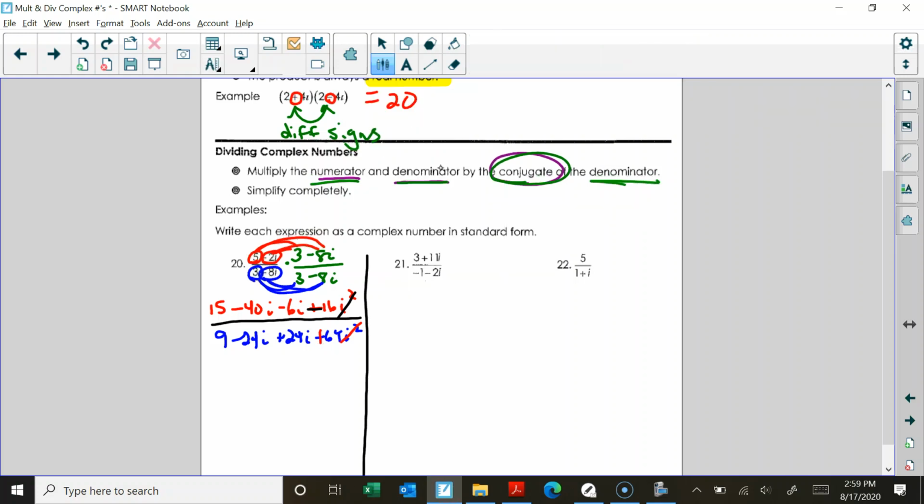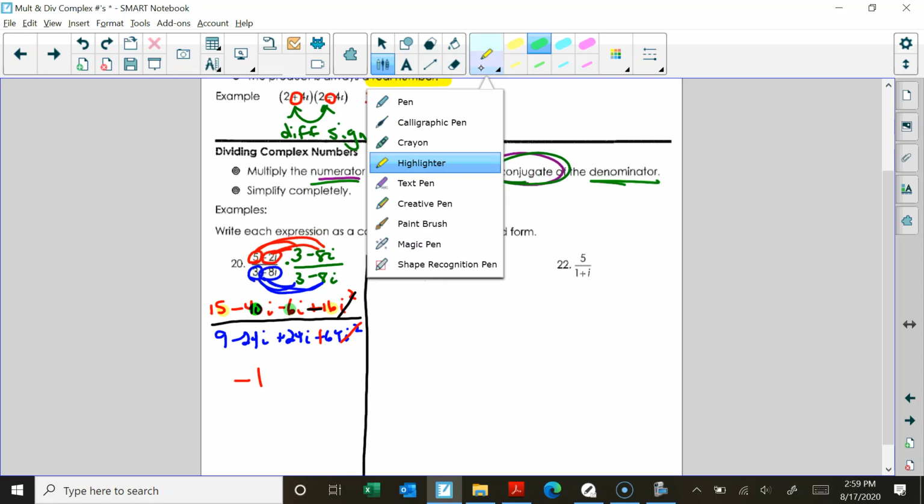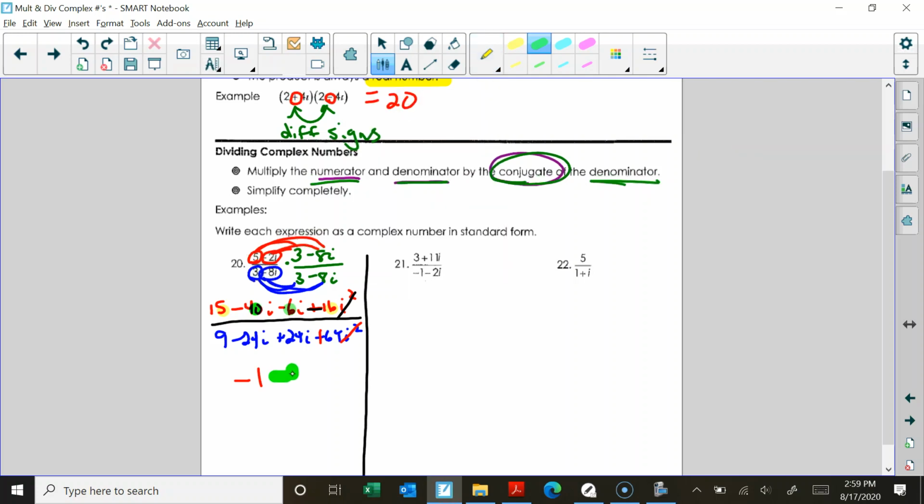So just to highlight some of this, 15 and 16. It's actually negative 16. So 15 take away 16 is negative 1. Negative 40, negative 6 gives us negative 46i. Please note that that is in complex terms, so it's a plus bi.